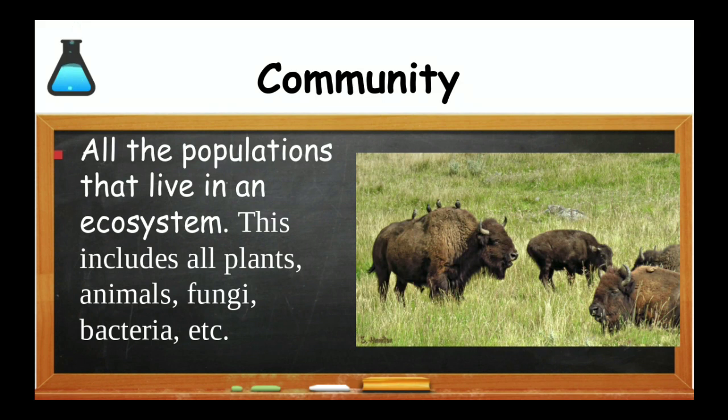Now, the community in ecology is all the living organisms that live within an area. They can include plants, animals, and decomposers like fungus and bacteria. So here, the community includes the bison and the grass and the insects and the cowbirds that you can see here on top of the bison. So the community is all the living things.